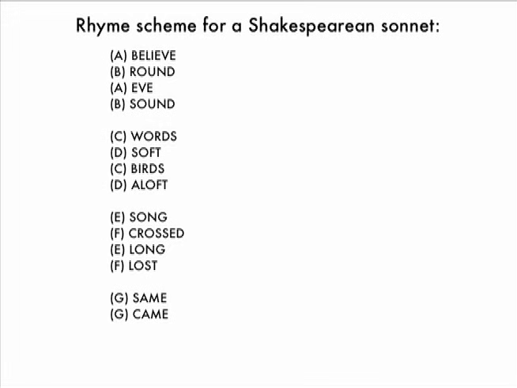So in a 1942 poem called Never Again Would Birds' Song Be the Same, Robert Frost used these rhymes at the end of his lines. Believe, round, Eve, sound, right? A, B, A, B. Words, soft, birds, aloft. Song, crossed, long, lost. Same, came, right? G, G. Now don't use these rhymes, just make up rhymes that fit what you're trying to say. Another point about rhymes, although not strictly prohibited, it's generally considered bad form to reuse rhymes in the same poem or to rhyme a word with itself, like rhyming you with you again.